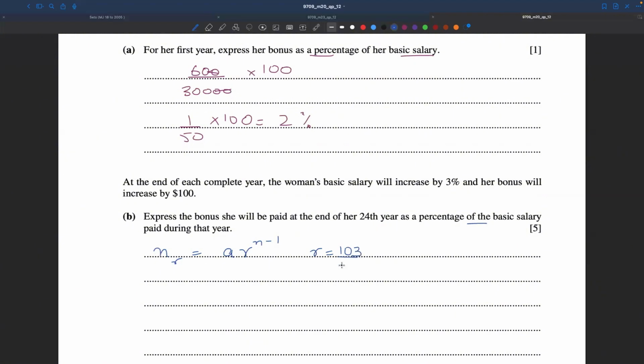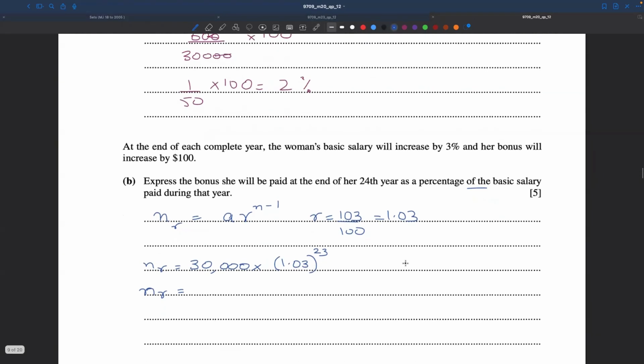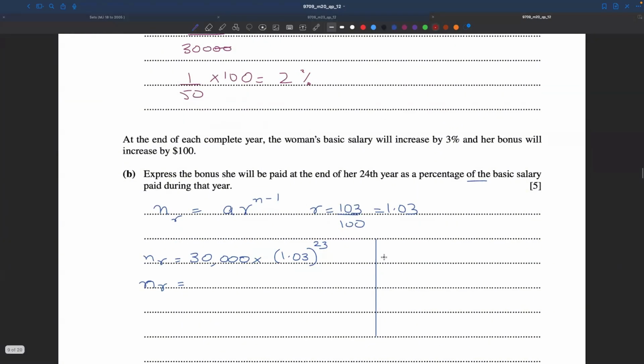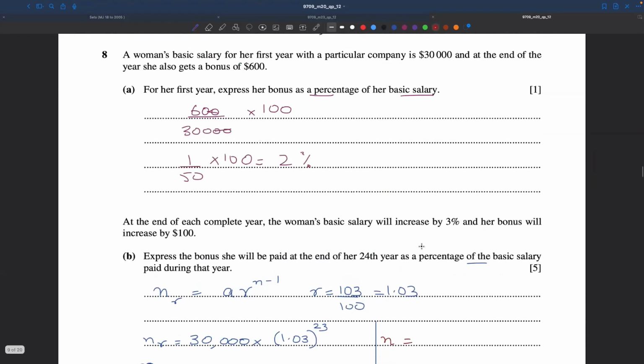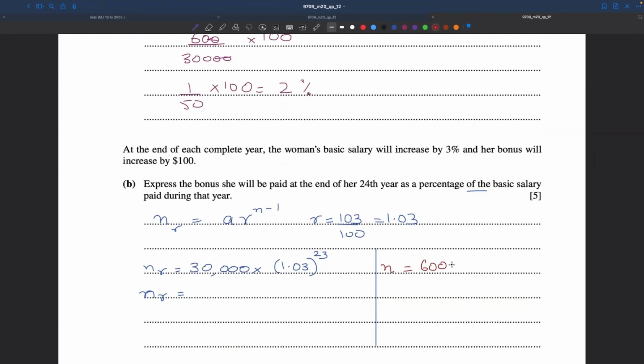Yes, excellent. 103 upon 100. So the first term was 30,000 into r, which is 1.03, to the power 24 minus 1, which is 23. So what is her salary? And simultaneously, on the other end, I will also find her bonus while you calculate it on the calculator. So her first bonus was 600 plus n minus 1, which is 24 minus 1, into the difference, which is 100 every year. So 600 plus 2300, that is 2900.